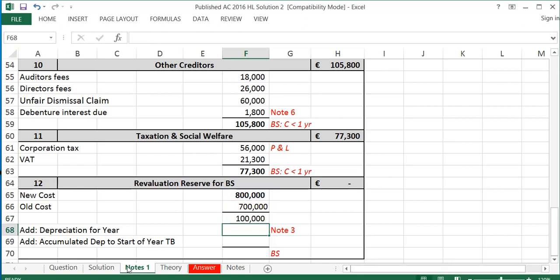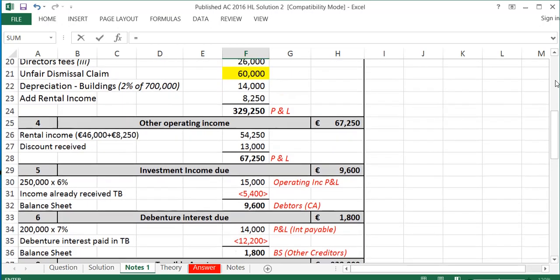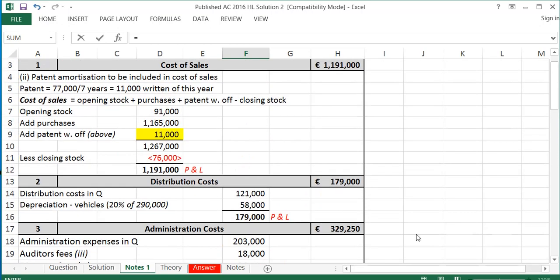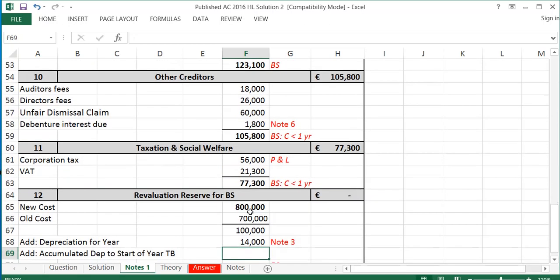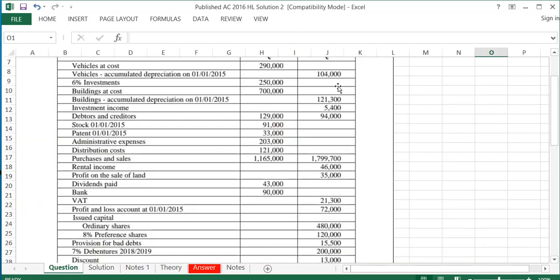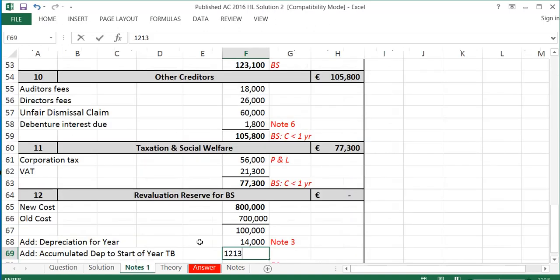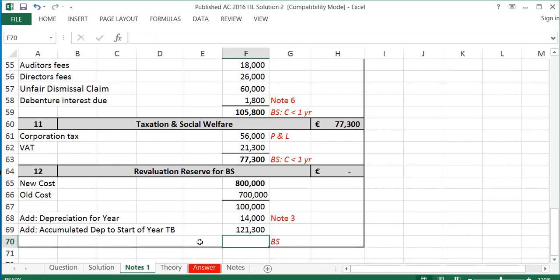And then we have to also add back the depreciation for the year and the accumulated depreciation. So the depreciation for the year on buildings, I'm going to get up here in my admin expenses. I worked those out already in admin expenses. They were 14,000. And I'm also going to have to add back my accumulated depreciation of buildings. Now, where is that coming from? It's coming from the trial balance here of 121,300. So in total, my revaluation reserve comes to 235,300.